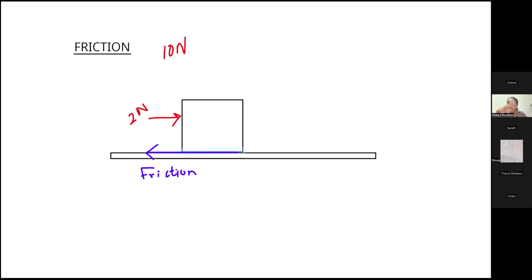So likewise, whenever two surfaces are in contact with each other and one of the surfaces is moving or even trying to move, the other surface doesn't like it. So what does the other surface do? It applies a force in the opposite direction, not the direction of the motion. It tries as much as possible to stop this motion. That force only we call friction. Okay.